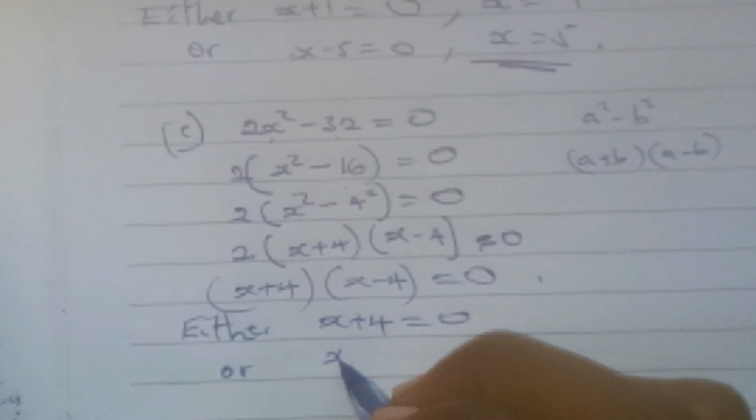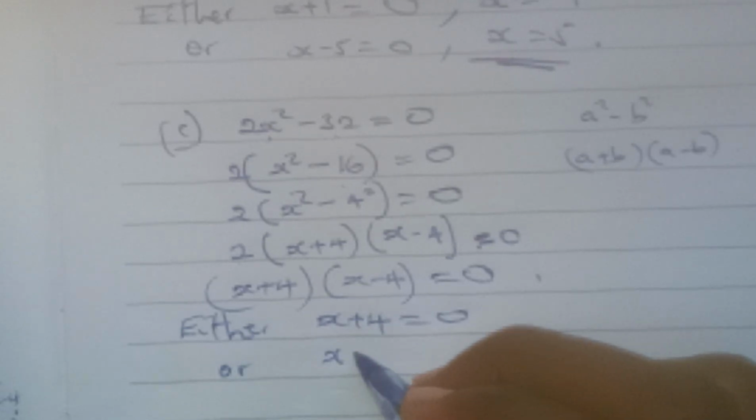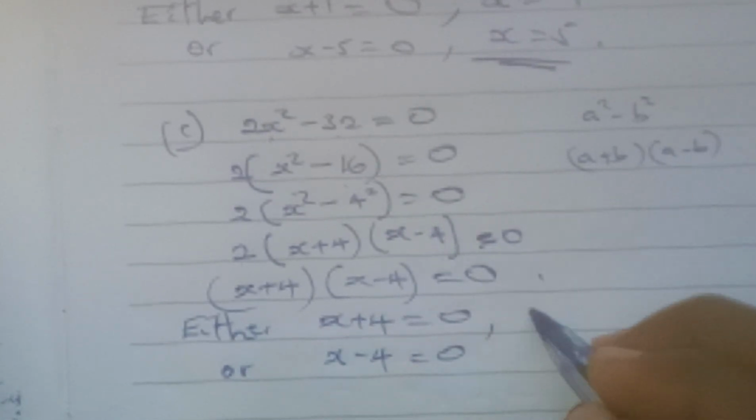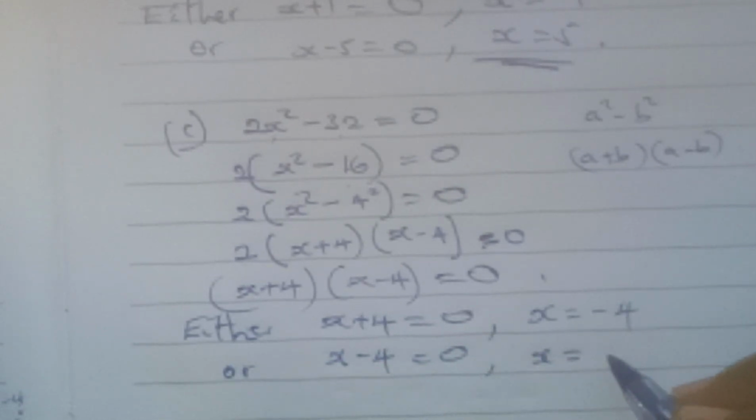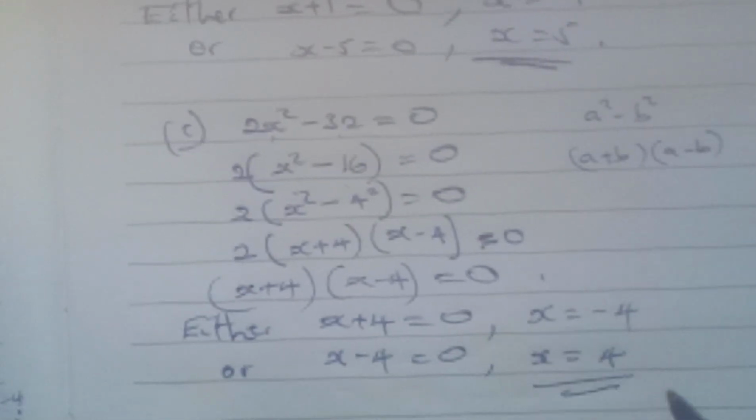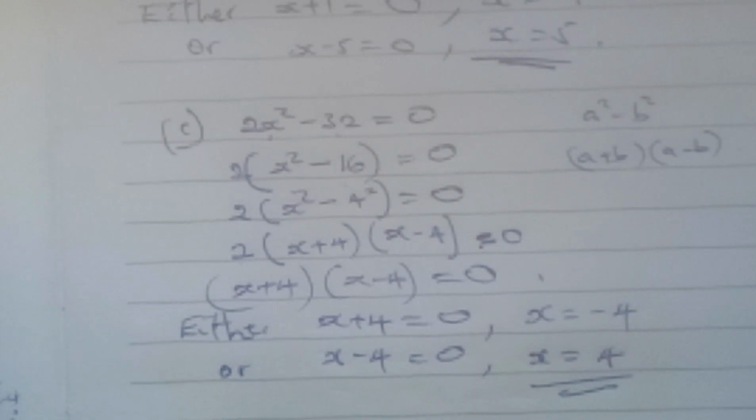Okay, that means either x plus 4 equals to 0 or x minus 4 equals to 0. What does it mean? x is either negative 4 or x is positive 4. That will be the solution for that number. See, there we have applied the difference of two squares, which we looked at in the previous video as well.